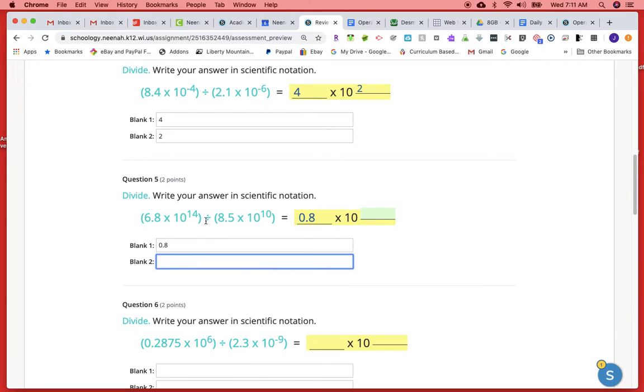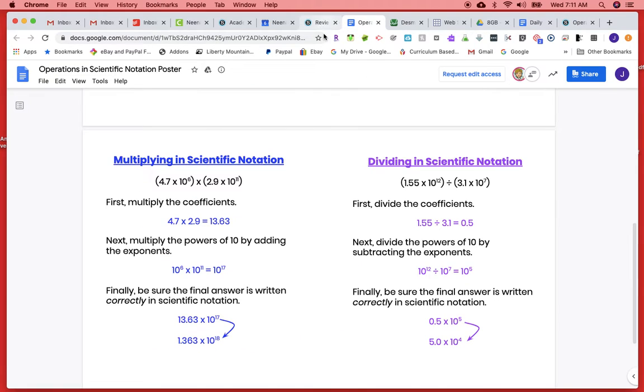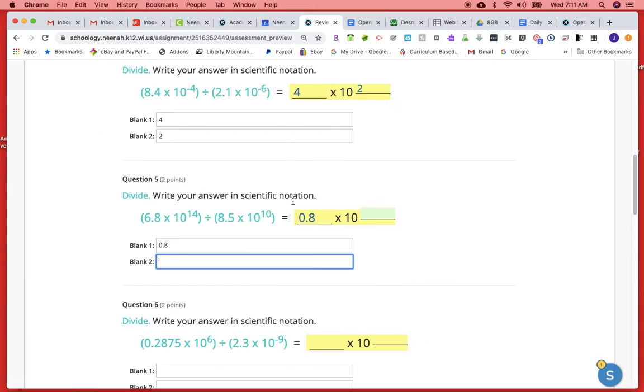Next thing, you can keep referring back. Being that we're dividing the powers of 10, we have to subtract our exponents. Keep referring back to that poster. That's going to help along the way. We're going to go 14 minus 10, which is 4. And our last step is to make sure that it is in correct scientific notation, and it is not. The 0 in front is too small. It has to be between 1 and 10, and this is too small.